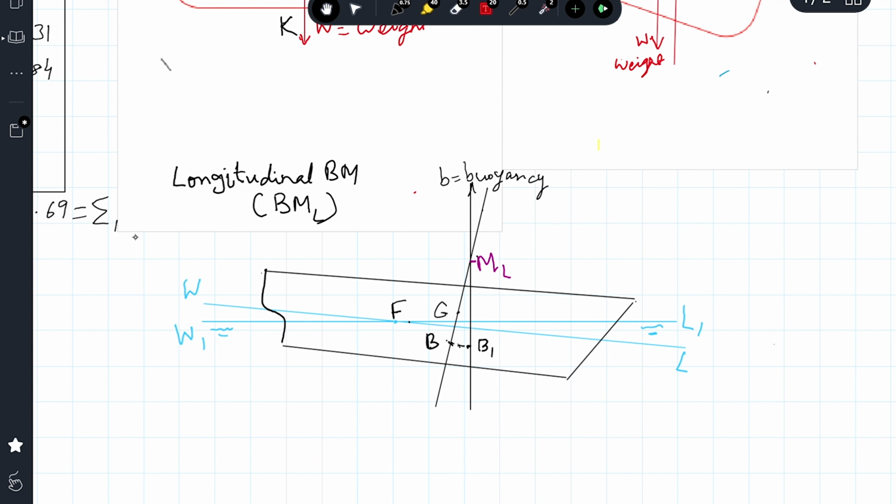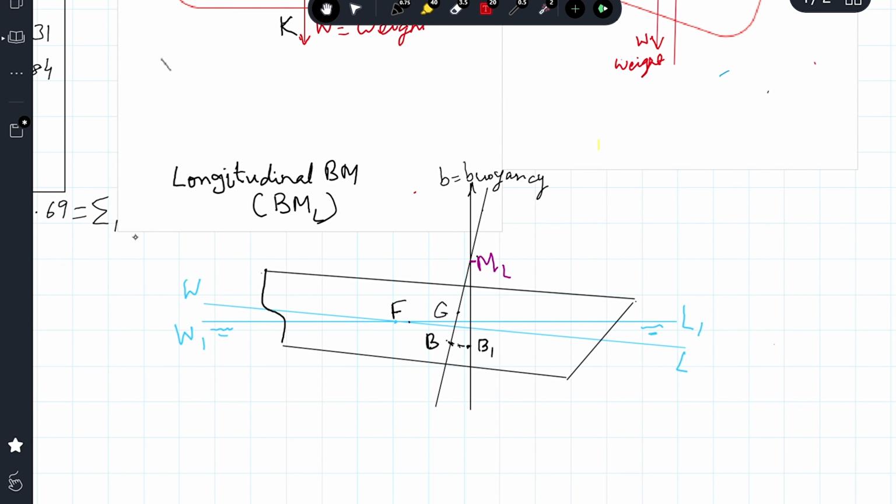Now when we draw the vertical upward from B1, again it meets the center line, but now we call it ML, longitudinal metacenter, because the ship's movement is longitudinal. Pitching motion is longitudinal movement, and the center of buoyancy is also shifting longitudinally from B to B1. So what is transverse BM? What is longitudinal BM? Longitudinal is related to the longitudinal movement of the vessel, and transverse BM is related to the transverse movement of the vessel.